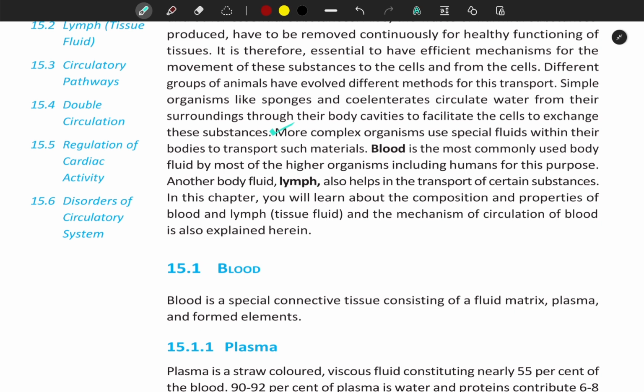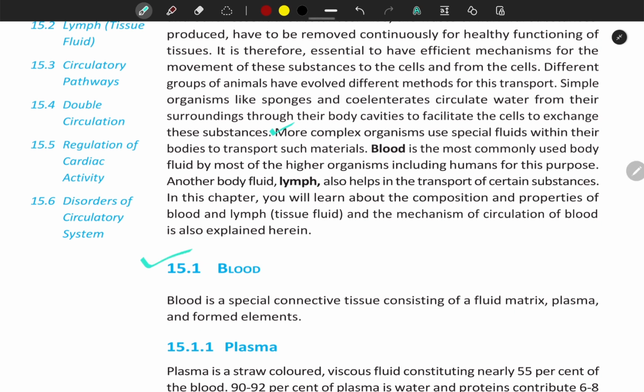Blood is the most commonly used body fluid by most of the higher organisms, including humans, for this purpose. Another body fluid, lymph, also helps in the transport of certain substances. In this chapter, you will learn about the composition and properties of blood and lymph, that is tissue fluid, and the mechanism of circulation of blood is also explained herein.